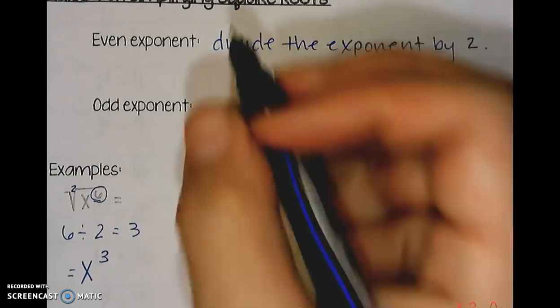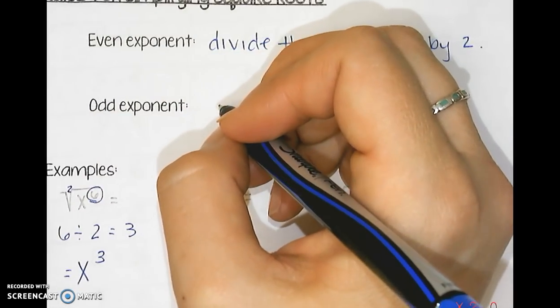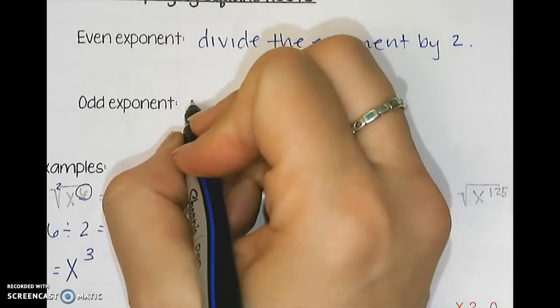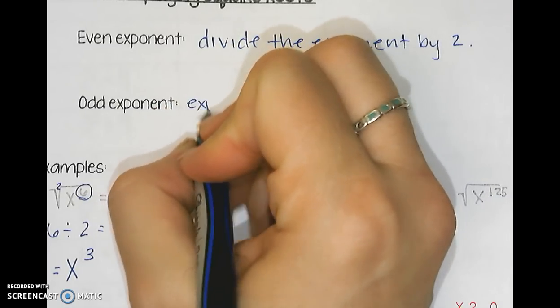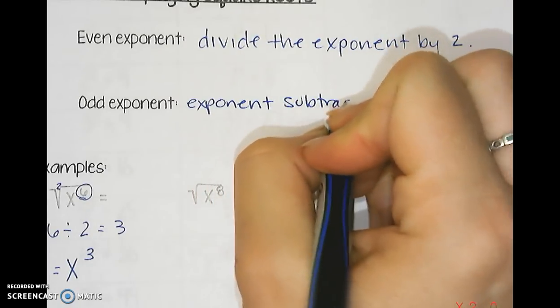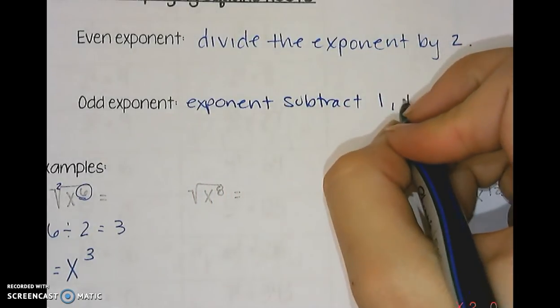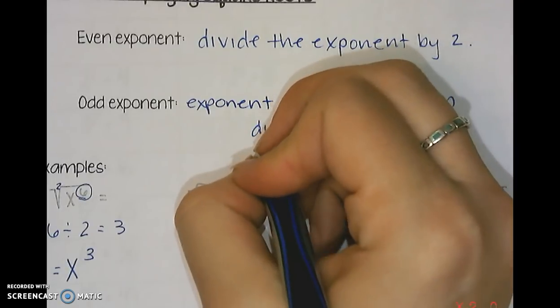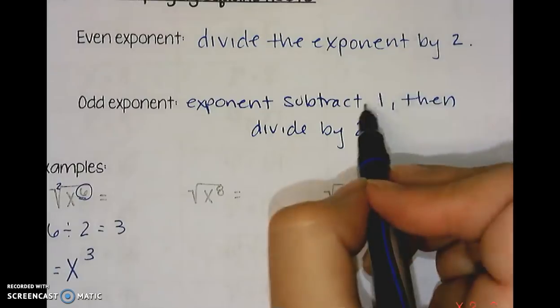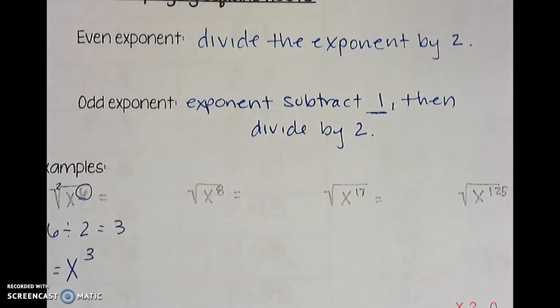All right, and then if we have an odd exponent. One of the rules that we came up with yesterday was that you take the exponent, subtract 1, and then divide by 2. Okay, and then the 1 that we subtracted is going to stay underneath the radical. x to the 1st is going to stay underneath the radical.